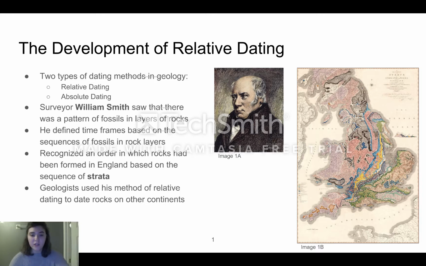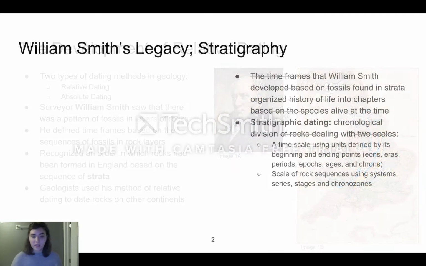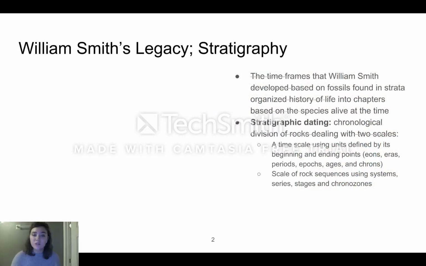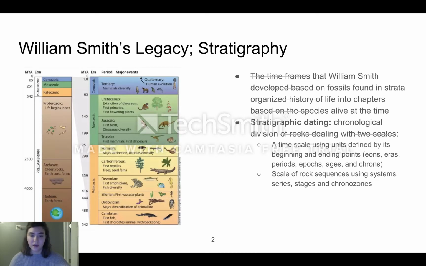William Smith's recognition of an order in which rocks had been formed in England based on the sequence of strata is called stratigraphy. Geologists are still using this as one of the primary methods of relative dating. Through his research, William Smith set forward the beginning of stratigraphy as a method of relative dating. So stratigraphic dating is organized into time rock units, which means they rely on the study of two sequences, a time scale and the scale of rock sequences. It's not important knowing the distinction of each of them because they are commonly lumped together as time rock units.